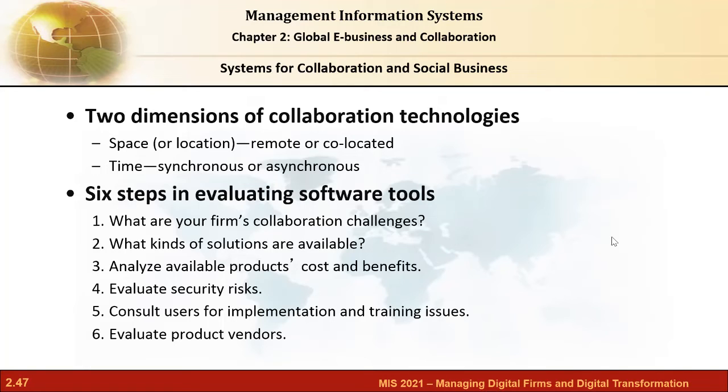Number 3, analyze available products' cost and benefit. We analyze each of the products in terms of their cost and their benefit to our company. We should be sure to include the cost of training in our estimation and the cost of involving the information systems department if needed. Take care of the cost and also consider the benefits of purchasing the solution.